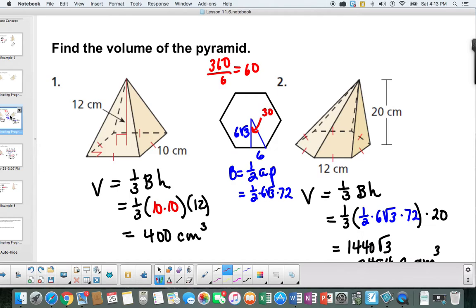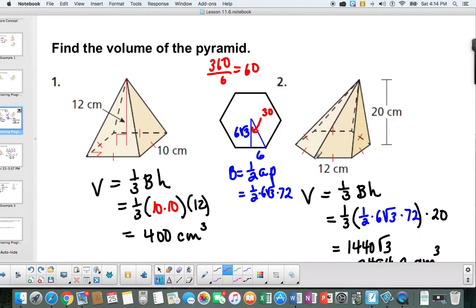Number 2 takes a little bit more work because the base is a hexagon. And again, I found the central angle, and once I found the central angle, I was able to find the angle inside the right triangle. This ends up being a 30, 60, 90 triangle, so I know this is the short leg, and then the long leg will be 6√3.